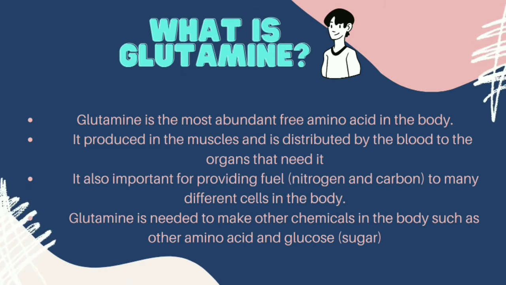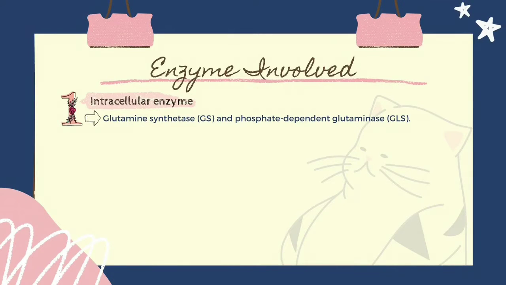It is also important for providing fuel, which are nitrogen and carbon, to many different cells in the body. Other than that, glutamine is needed to make other chemicals in the body, such as other amino acids and glucose. There are a number of enzymes that are involved in glutamine metabolism. The two main intracellular enzymes are glutamine synthetase and phosphate-dependent glutaminase.